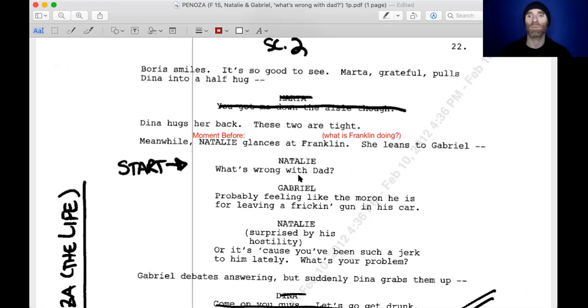And then I think that in that sort of top level where you're deciding your story, and again, this is even before you get to the text. If you're Natalie, it looks like Natalie, based on these lines, what's wrong with dad? Or it's because you've been such a jerk to him lately. What's your problem, right? So she's not saying anything judgmental here about the dad. And so to me, that says that whatever is happening with dad is troubling her, but not in a like that we've got this polarity of Gabriel judging dad, for whatever he is doing down at the end of the dock, which I've just arbitrarily decided that's where he is.